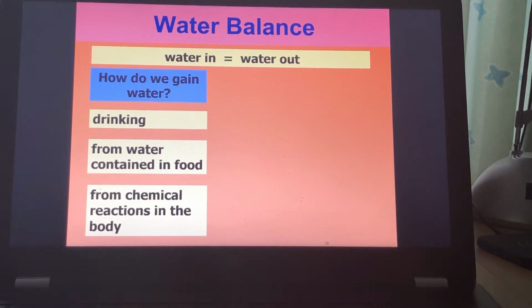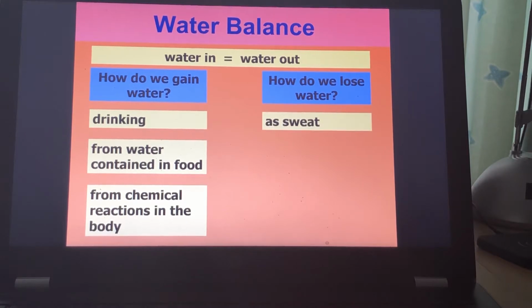We're going to move on here. How do we lose water then? How does water come out of our bodies? Well, I mentioned maybe you're exercising. What do you do when you exercise? You sweat, and there's water in the sweat. So that's one way that you can lose water.